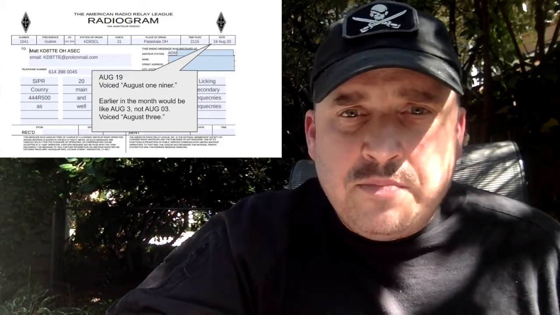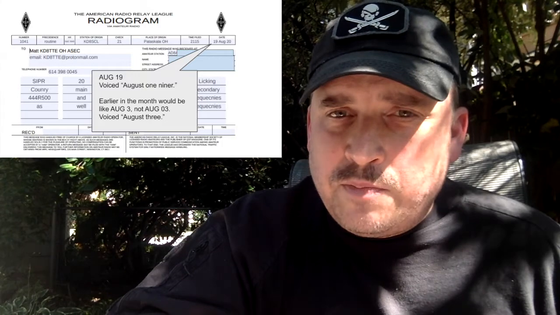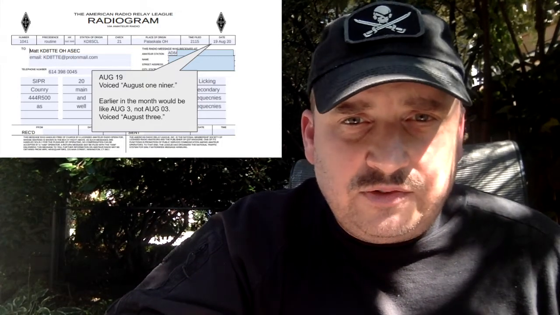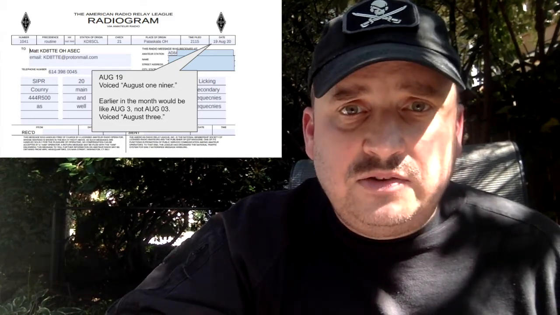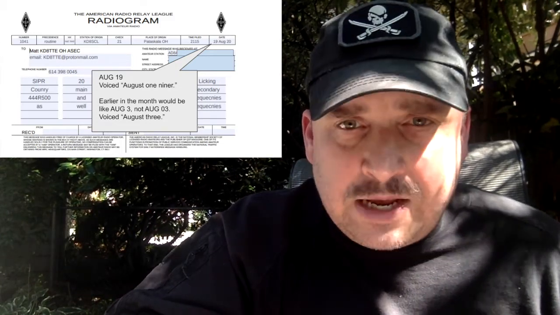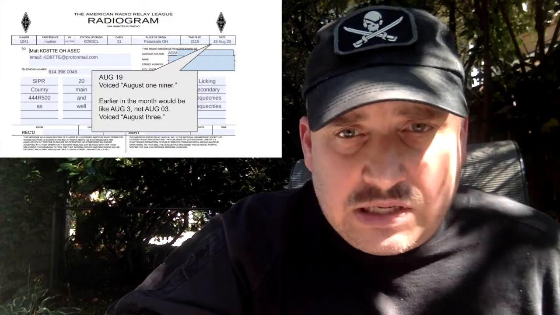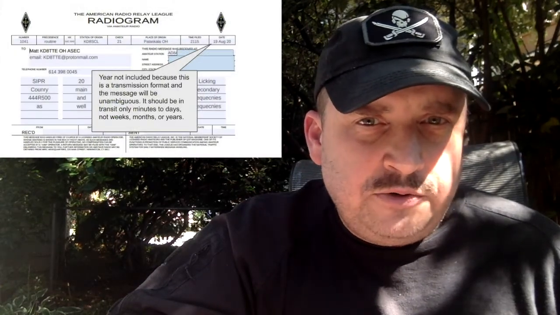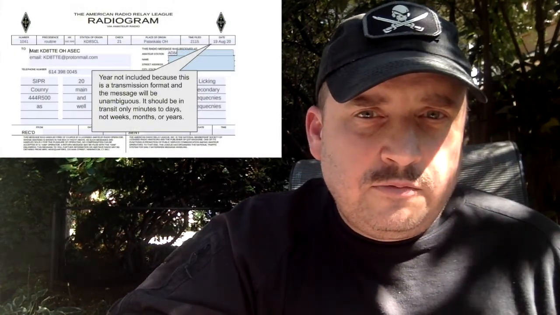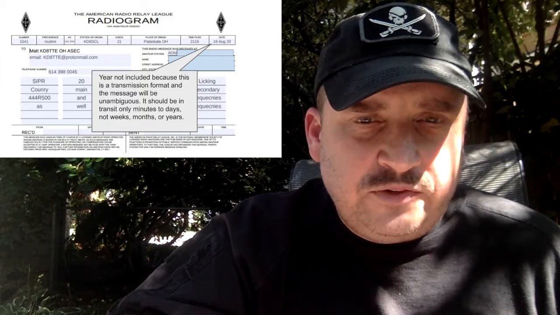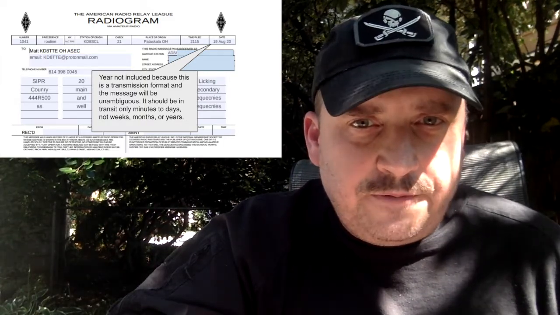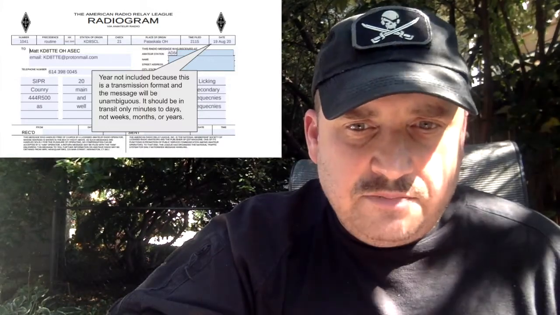If it were earlier in the month, it's important to remember we don't use leading zeros either, so it should not be August 03, for example. It is simply voiced August 3, and it is written AUG space 3. The year is also something that we do not include on these because these radio messages are formatted for transmission, and they don't stay in play long enough for the year to be needed to disambiguate.